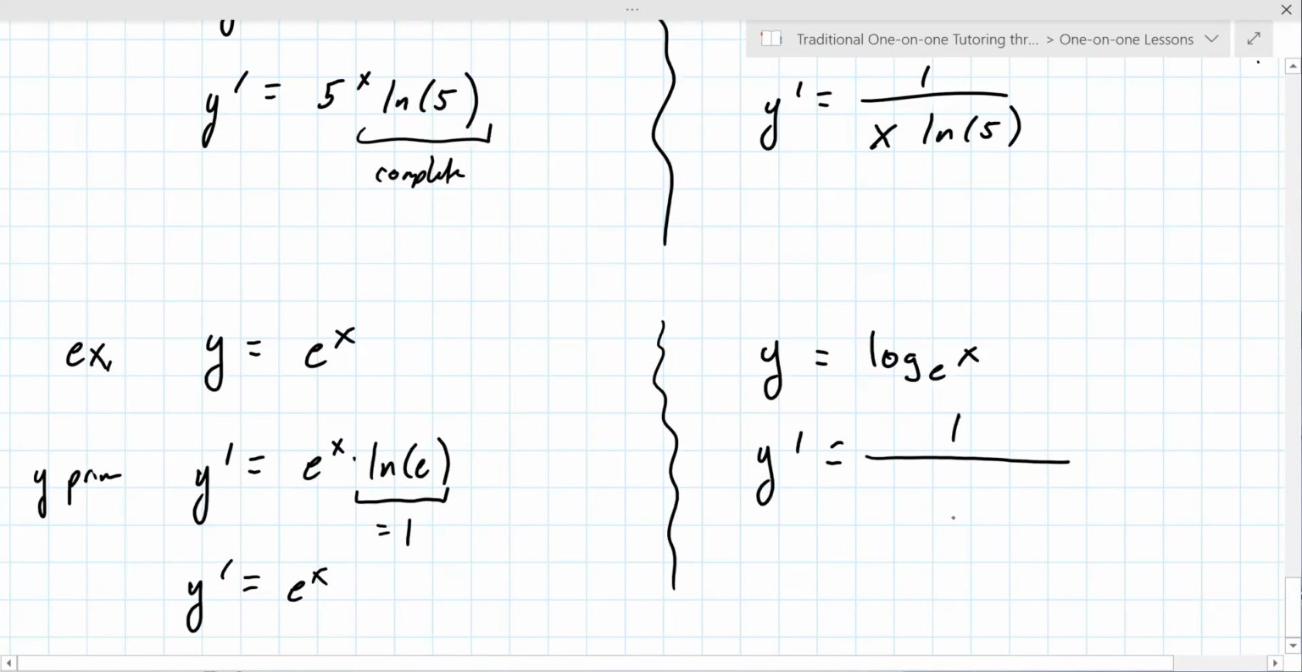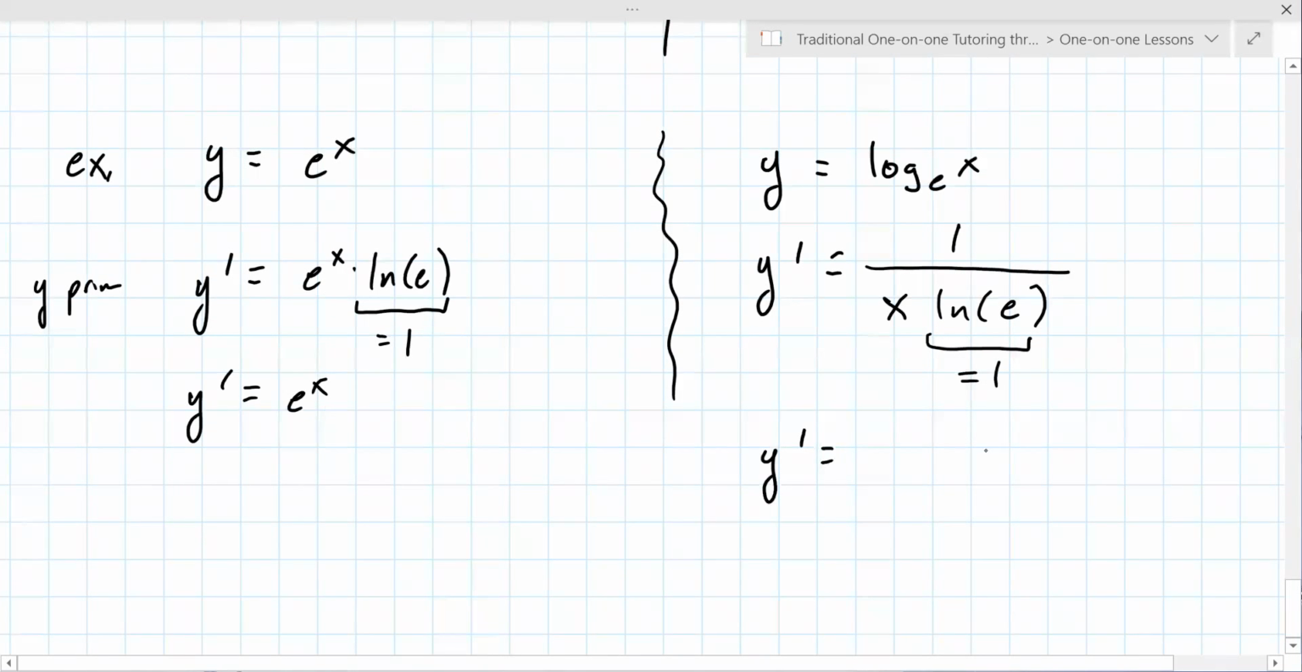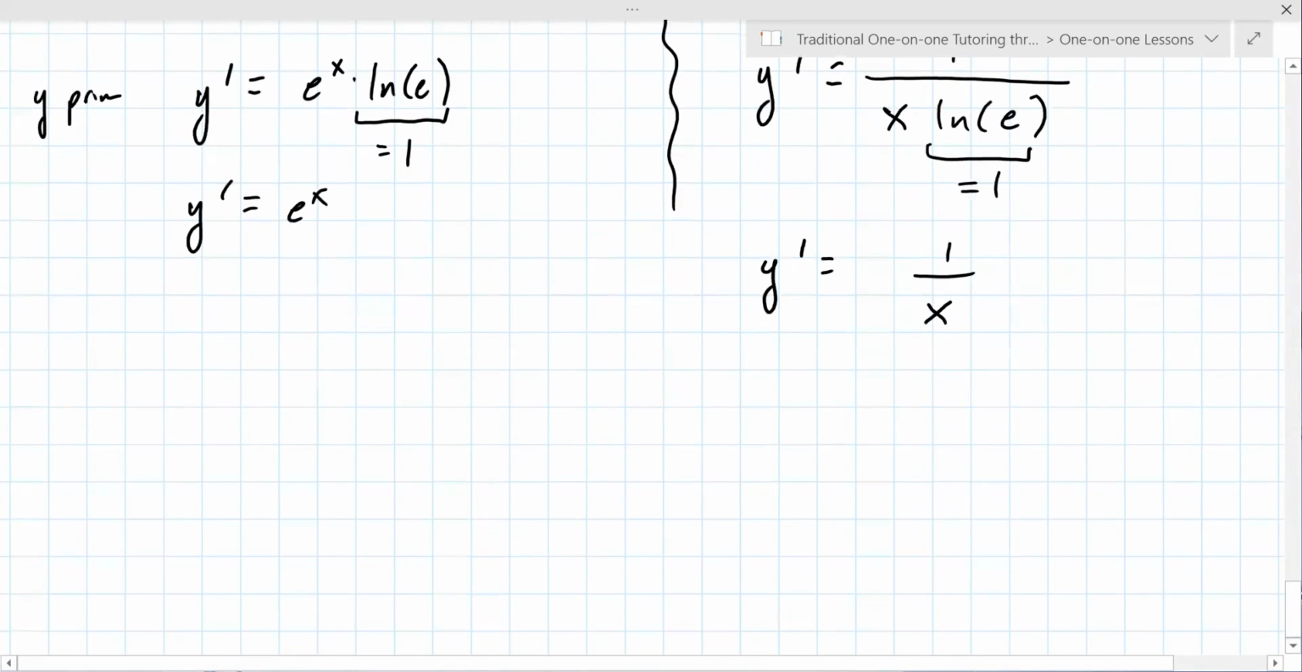Okay, how about on the right here? This could be 1 over x ln e. And what is ln e? 1. Equals 1. All right, so the derivative is 1 over x. Okay, so now we need to review some logarithm properties.